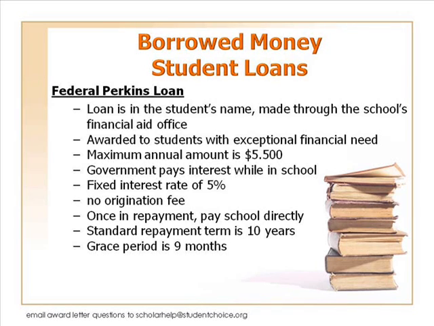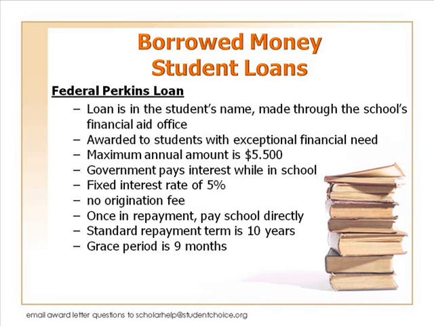Now, that's as of today. Please understand that any of these programs could change in the future, but as of today, the maximum amount that they can get in any academic year is $5,500. Again, these loans are in the student's name, and one of the great perks of the Perkins loan is that the government will pay the interest for the student while they're in school.